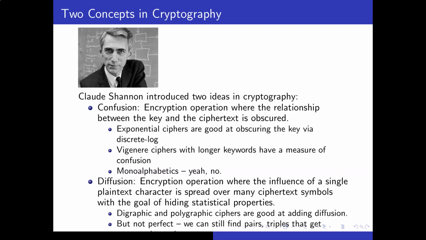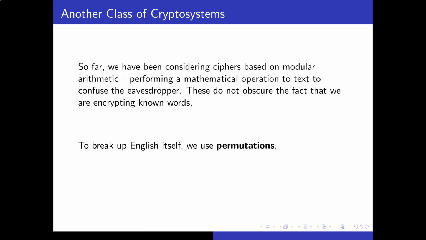So they're not perfect there. All right, so we want ways to add diffusion as well as confusion to our existing system. The way to do this is to use a new type of mathematics.